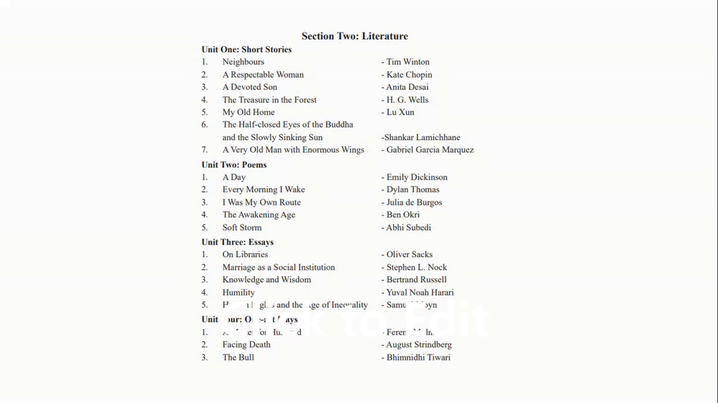So altogether, we have 20 literary texts in literature section. So somehow the course is balanced. Under language development section, there are 20 units. And in literature section, there are 20 units. There are 20 literary texts.